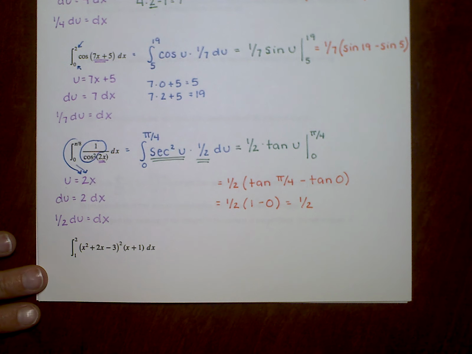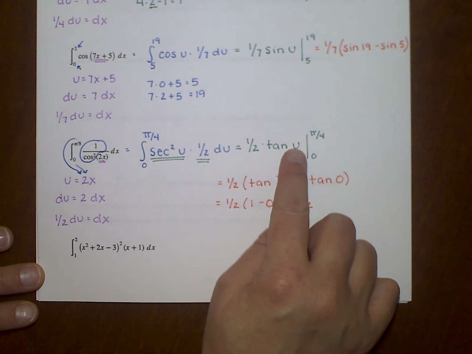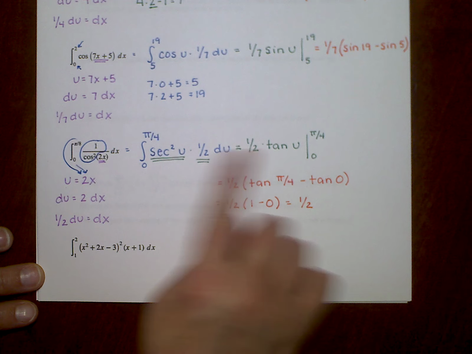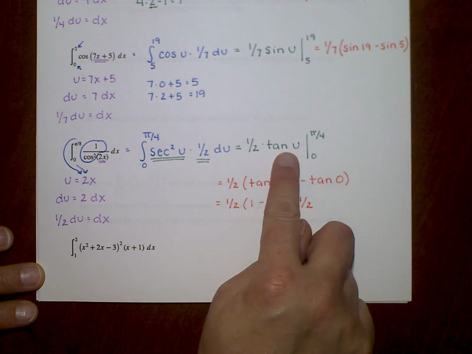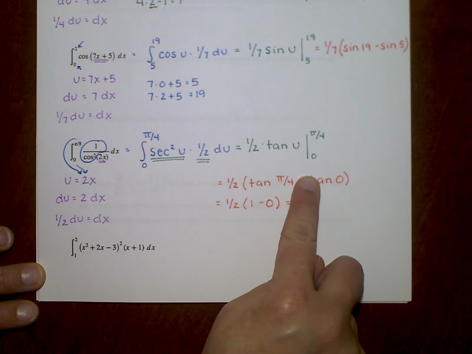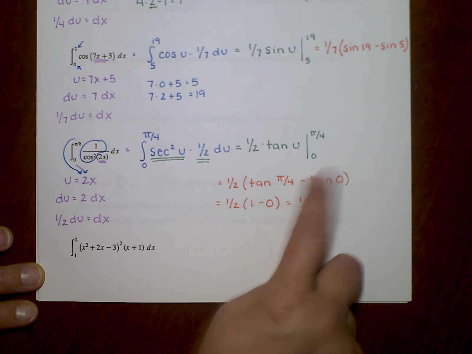Okay, so that's how these are going to work: instead of plugging the u back in, you're just going to adjust your endpoints earlier in the problem. And then when you do that antiderivative step, you can just evaluate that antiderivative from top to bottom and subtract like you were before.